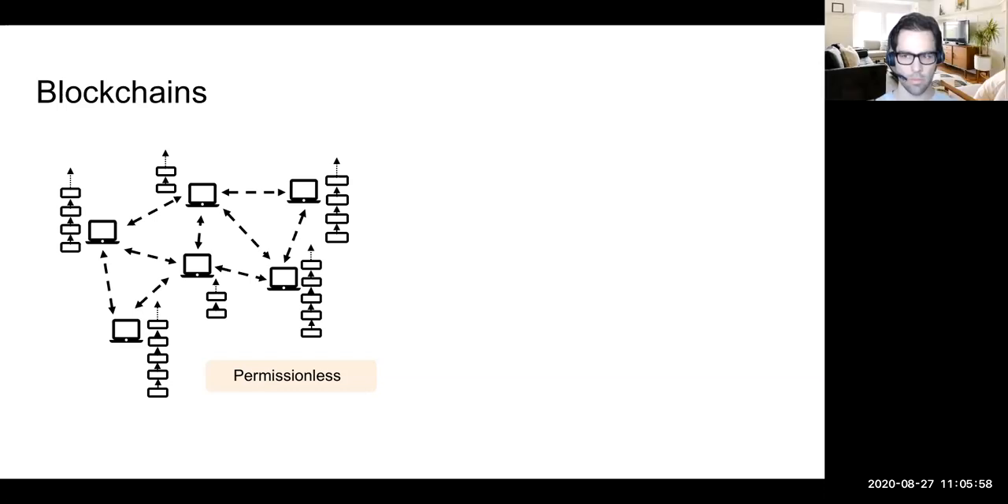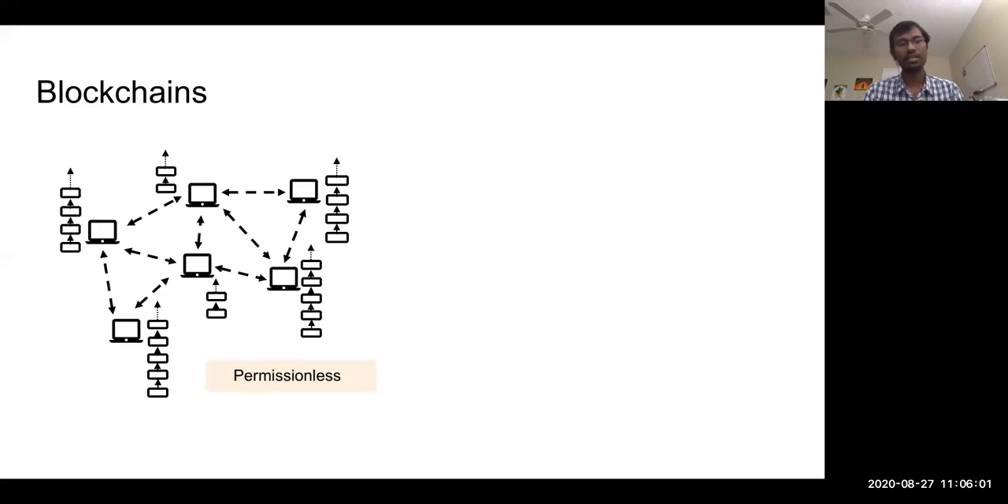Instead, permissioning here is mediated by resource. For example, in proof of work, it's the amount of compute or the hash power that a node has, which decides participation of a node in the network. And this protects against Sybil attacks.